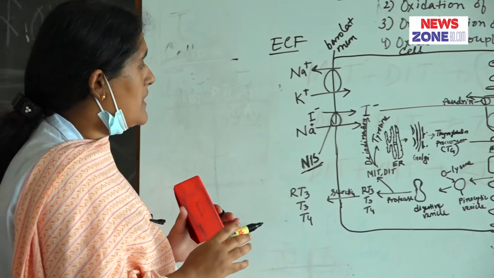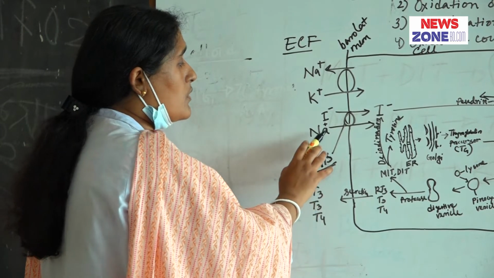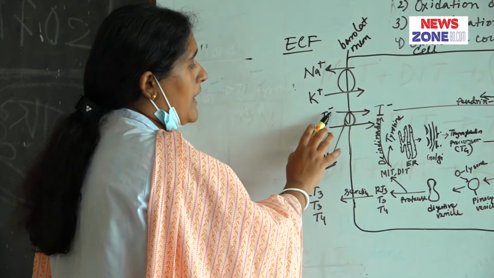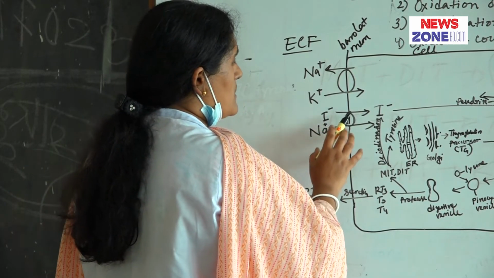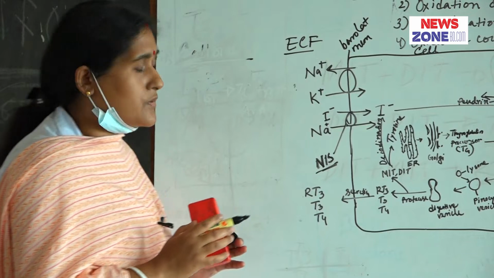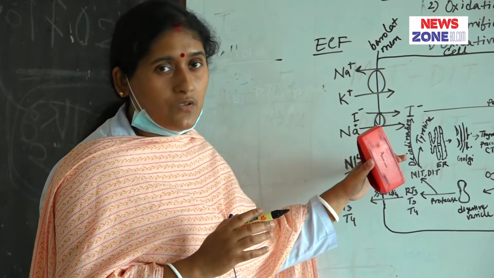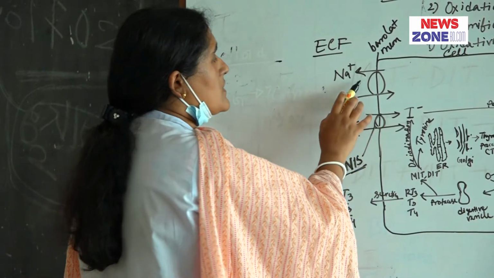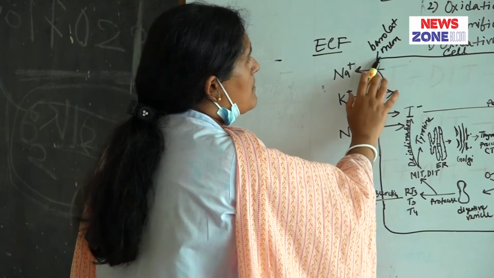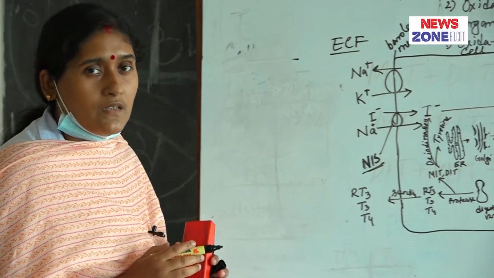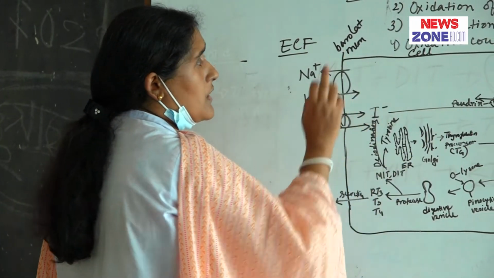NIS means sodium iodide symporter, and this symporter causes co-transport of 2 sodium along with the iodide. This is a sodium iodide co-transport and it is secondary active transport. So energy is required. This energy arises from the sodium potassium pump, which is present in the basolateral membrane of the follicular cell, and this process of concentrating iodide within the cell is called iodide trapping.